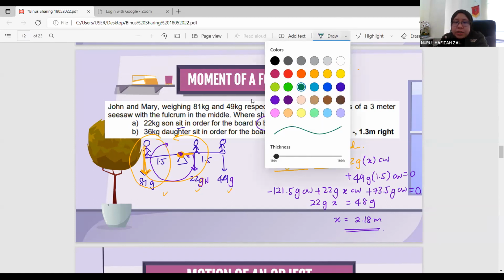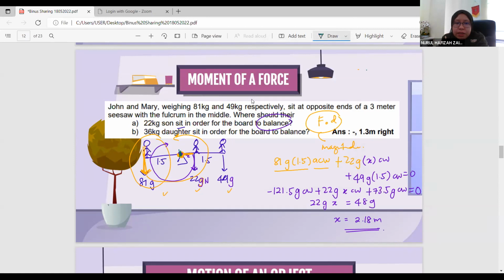2.18. Where is 2.18? Okay, from here to here is 1.5 meter. But the answer here, the boy should sit 2.18. How are you going to sit? So the boy cannot play together, cannot play with his mom and dad. So that's the answer. Cannot play, main jauh-jauh. You cannot play with us, the mom says. Okay, so actually the boy can play, but the board will not balance. The board will not balance because it will move.